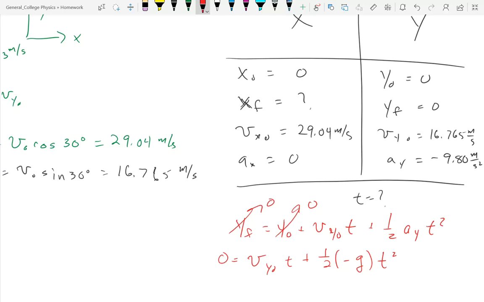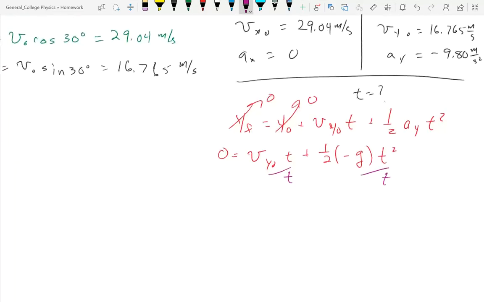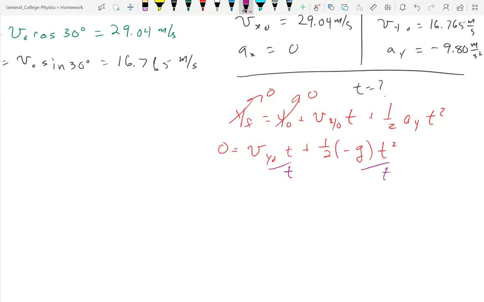Since I have t's in both of these, I can cancel out a t and get an equation that says... I moved it to the other side of the equal sign. And so I added, I'm sorry, I should not have done two steps at once.